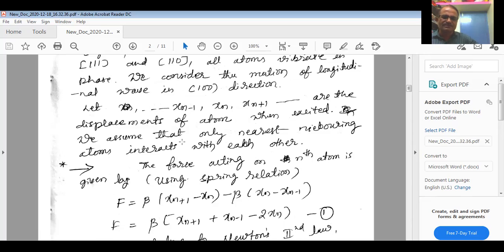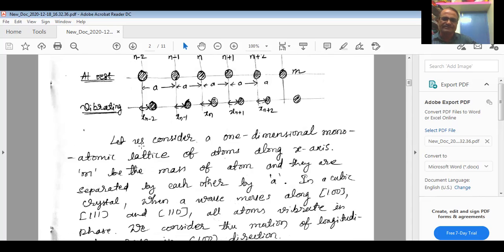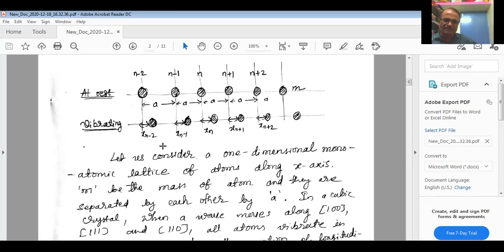Let ... x(n-1), x(n+1) ... be the displacements of atoms when excited. This I explained here: x(n-2), x(n-1), x(n+1), x(n+2). These are the displacements of the atoms from their mean position when they are excited.